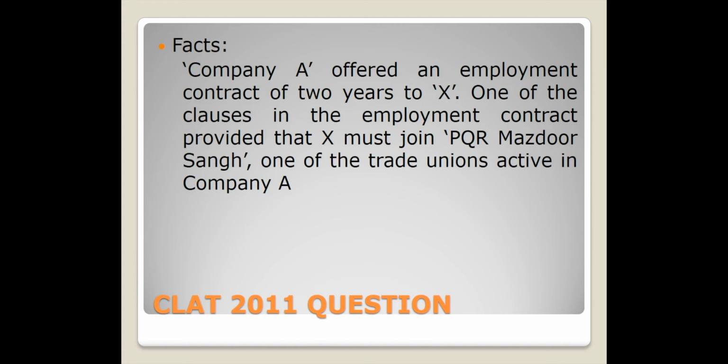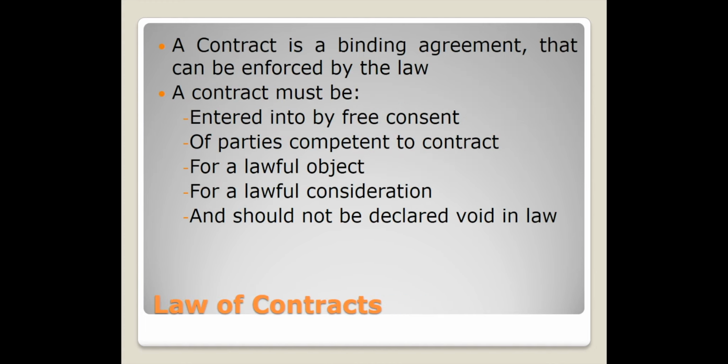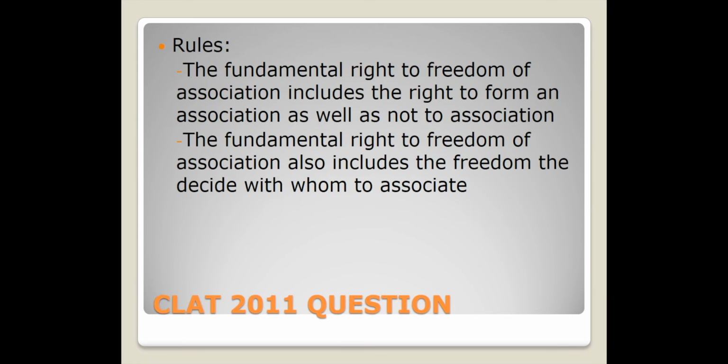Now again, let's go through the essentials of a contract. Keep these points in mind now. A contract must be for a lawful object, okay? So if anything is declared in law to be not lawful and a contract is entered into there, that contract is a void contract or an invalid contract, okay? So in this case, X has the fundamental right to association, that is to choose whether to enter an association or not to enter an association and to decide whom to associate with, okay?